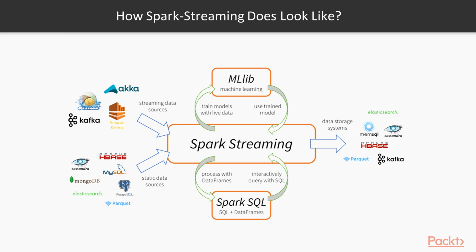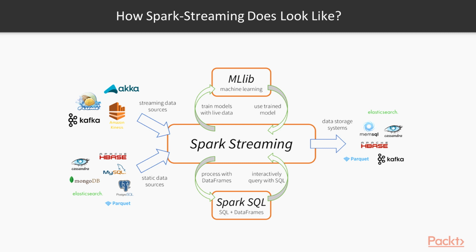And typically, a Spark Streaming job has an input that is Kafka or Amazon Kinesis or Akka, so this is a queue that is sending data, events to Spark Streaming, or also it can fetch data from some static source, like for example Cassandra, HBase, MySQL, and so on.